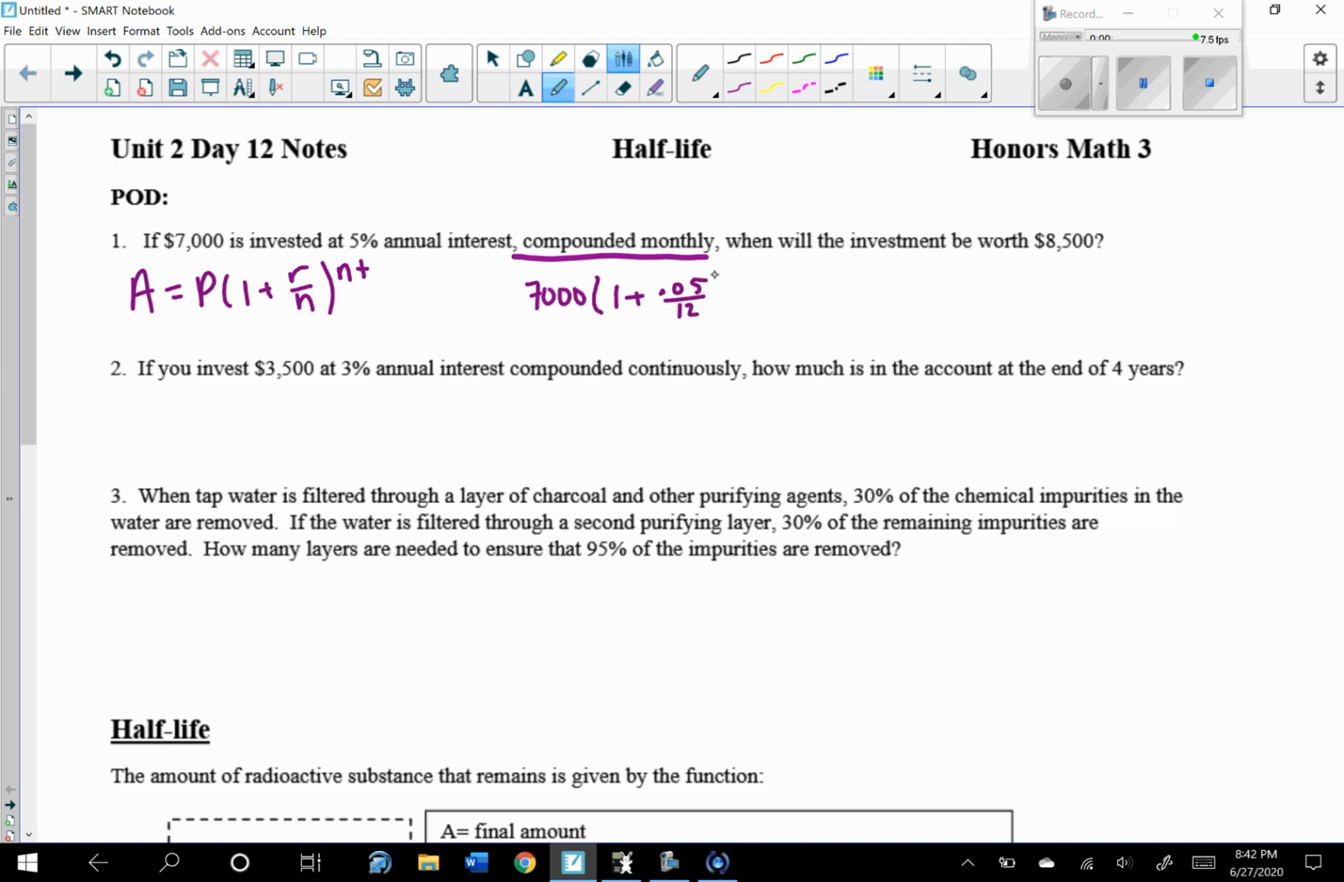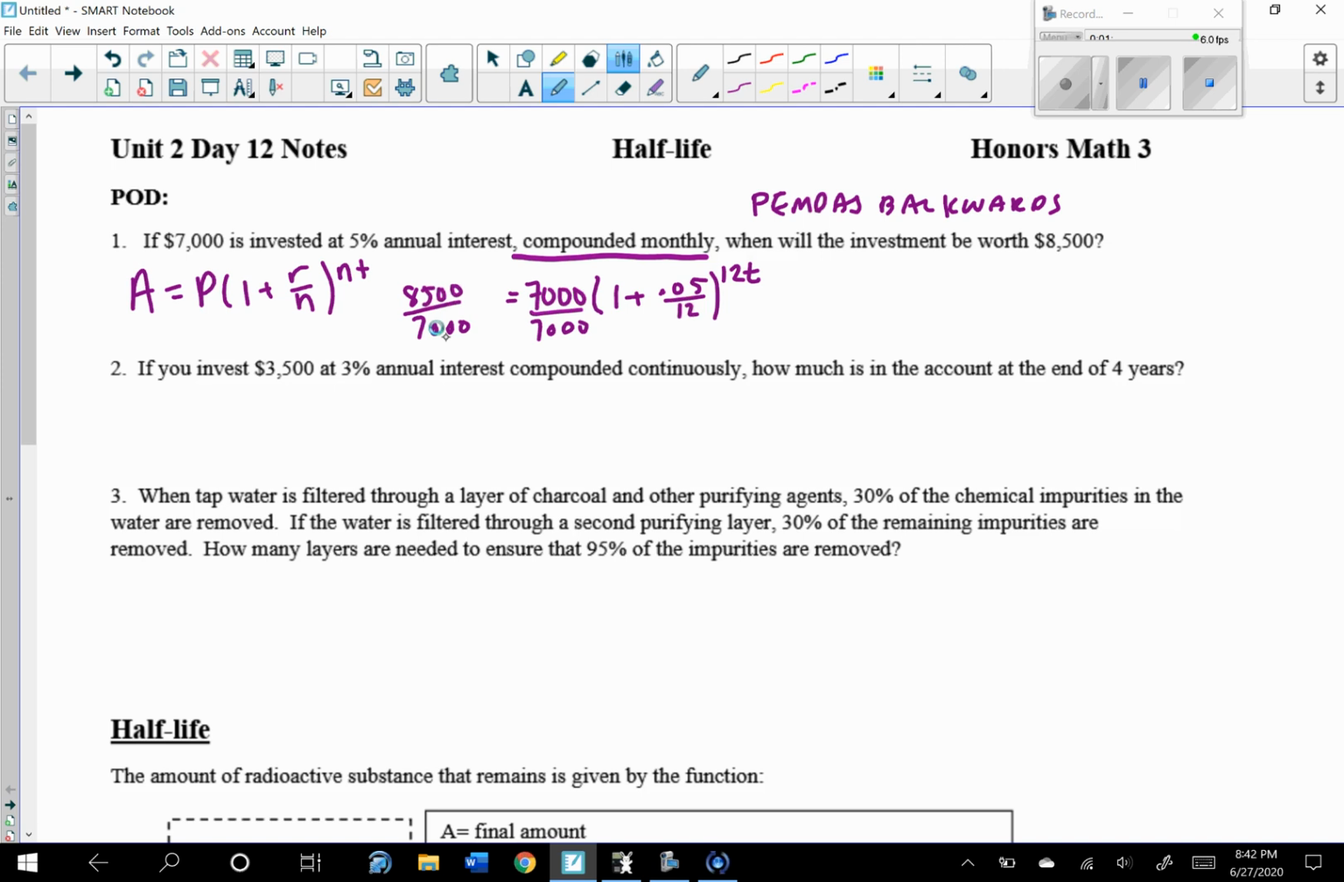Compounded monthly means your n value is 12. And it says when will the investment be worth 8,500? So we don't know the time, but we do know the amount is 8,500. So remember when you're solving this, you want to do PEMDAS backwards. And so we want to get rid of things that are added or subtracted to the base with the exponent, because remember, exponent and parentheses are at the end. So that means we need to get rid of that 7,000 first.